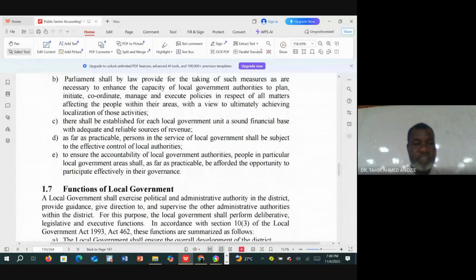Then there shall be established for each local government unit a sound financial base with adequate and reliable sources of revenue. That is why the law makes it clear that the Local Government Act ensures that 5% of the total tax revenue is transferred to the Legislative Assembly Common Fund, and this is made available to the various district assemblies to be able to undertake their developmental projects. They are also given the power to generate funds internally through licenses, fees, fines and all that they have.